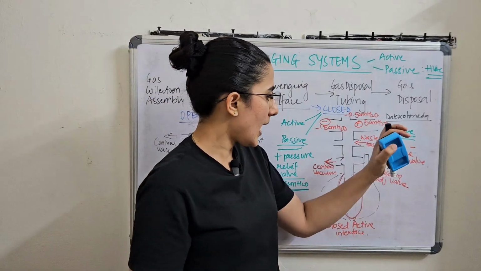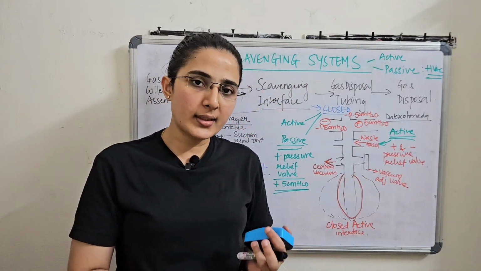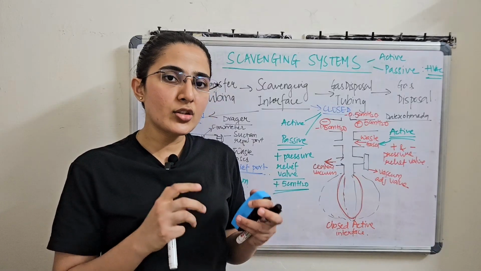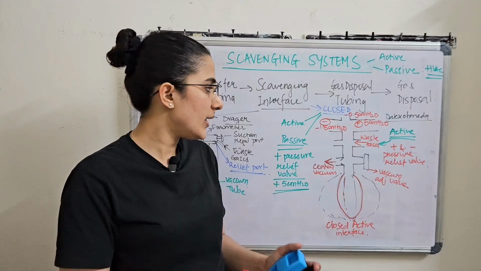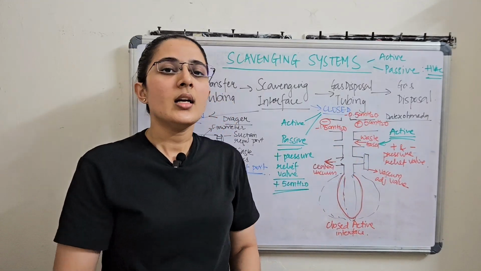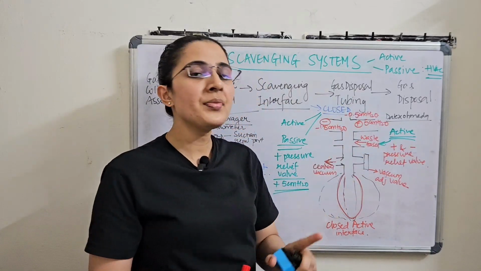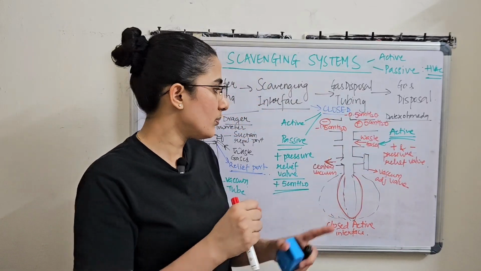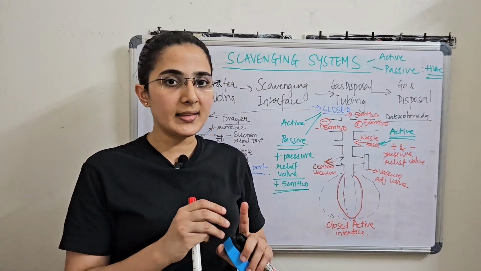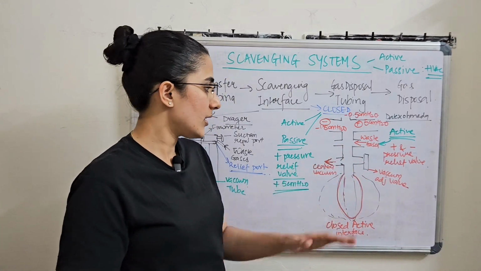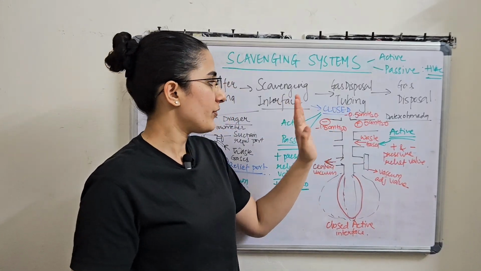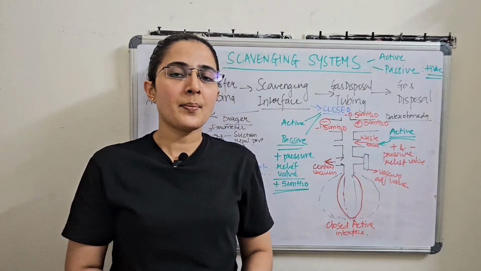In a closed active system, there are both positive and negative pressure relief valves. Ultimately, this ensures that the pressure is maintained within the system for the disposal of the waste gases. Because it is an active system, it has a vacuum suction that vents the gases out to the central vacuum. This is a brief diagram which everyone has to remember for the closed active systems.